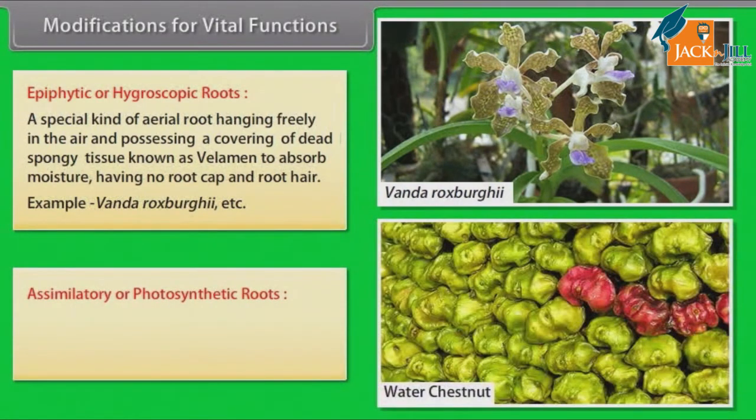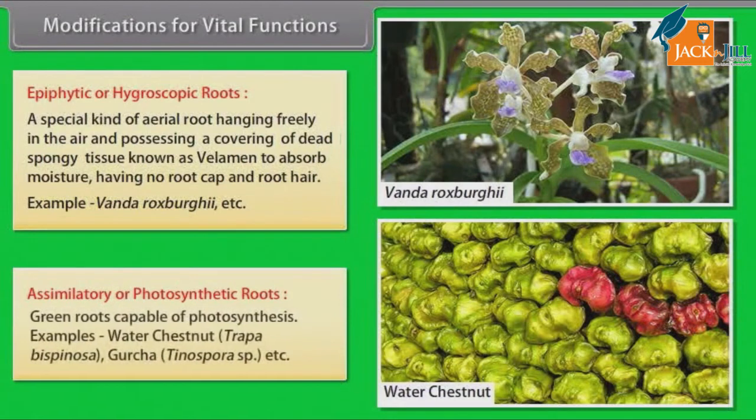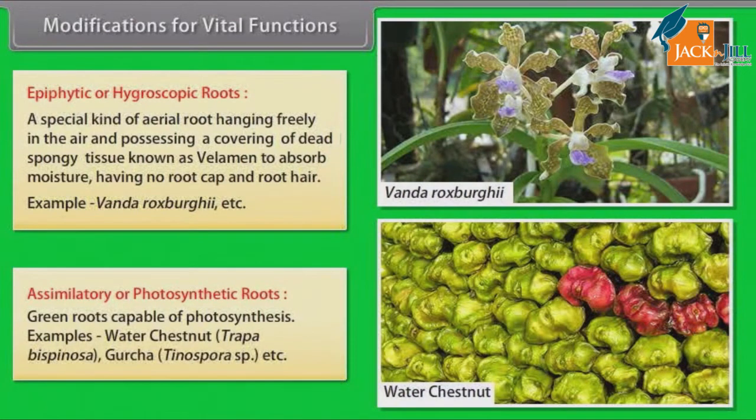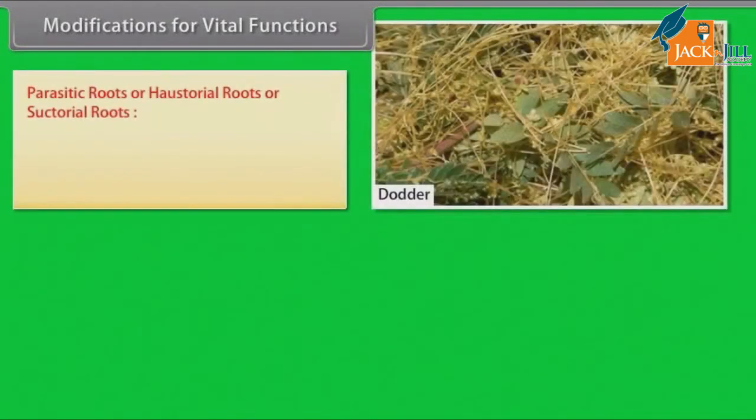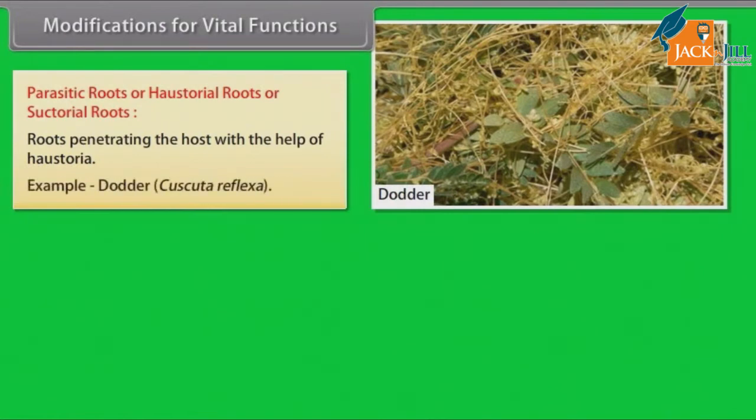Assimilatory or photosynthetic roots. Green roots capable of photosynthesis. Example: water chestnut, gursha, etc. Parasitic roots or haustorial roots or suctorial roots. Roots penetrating the host with the help of haustoria. Example: dodder.